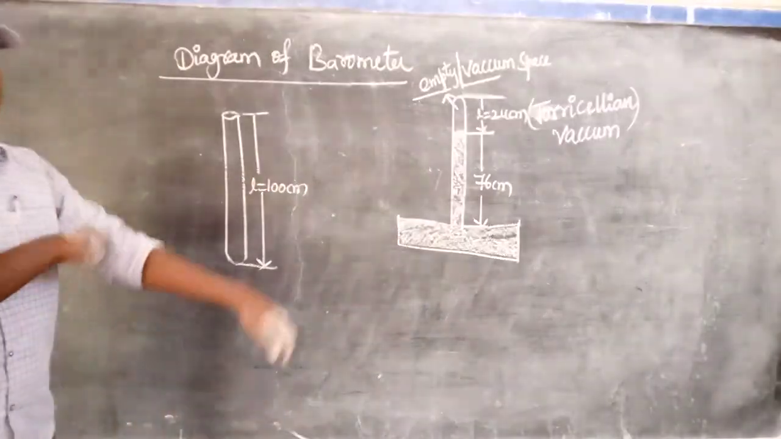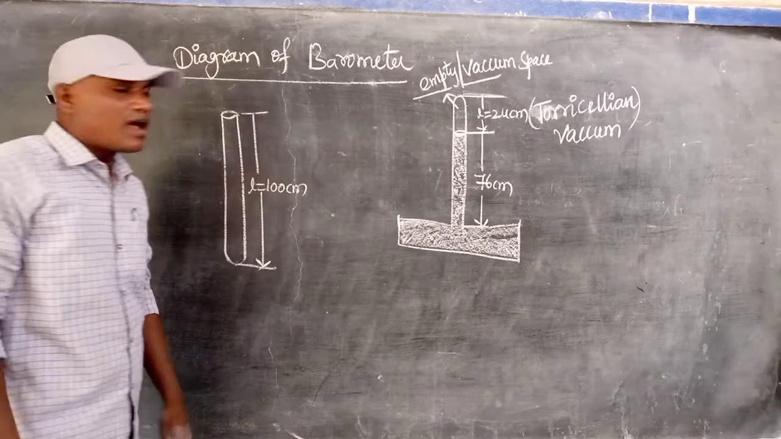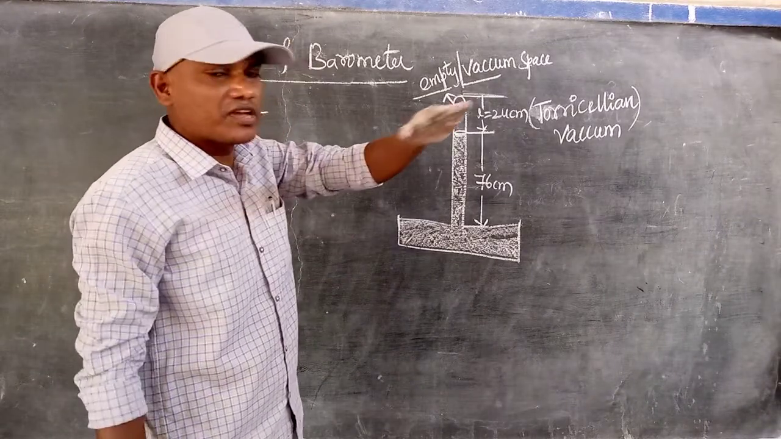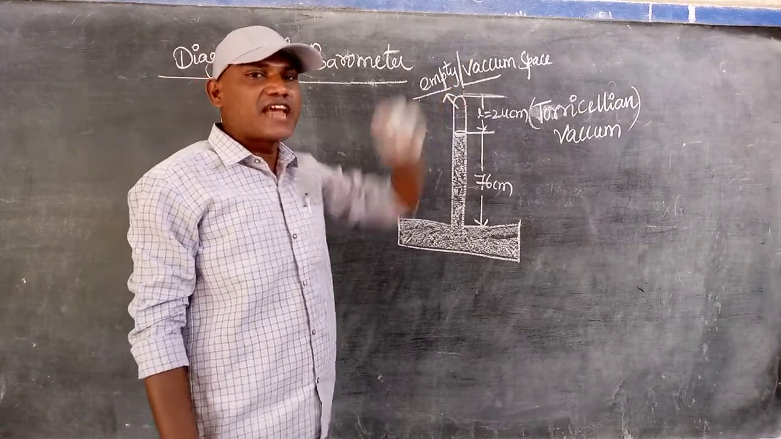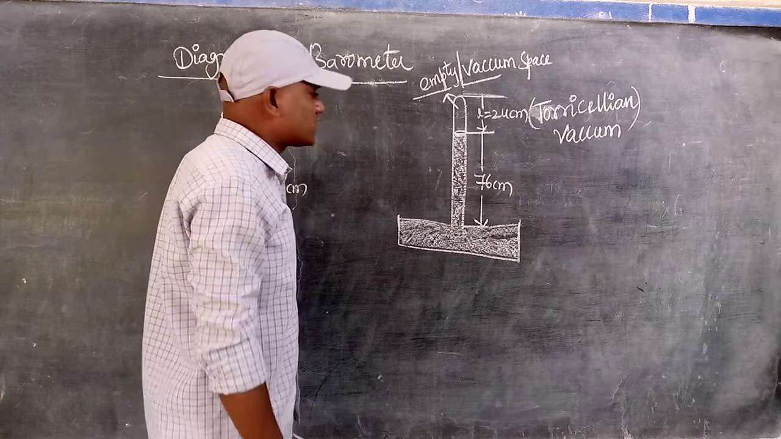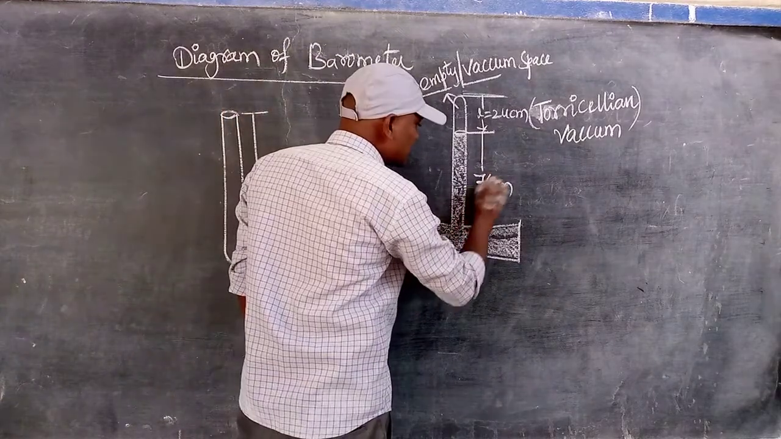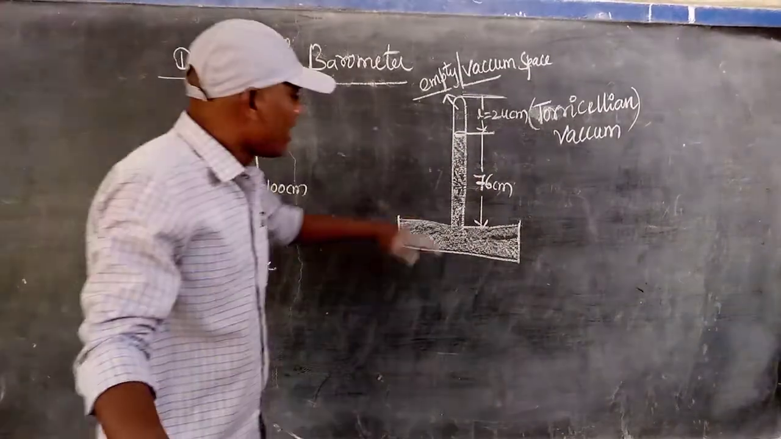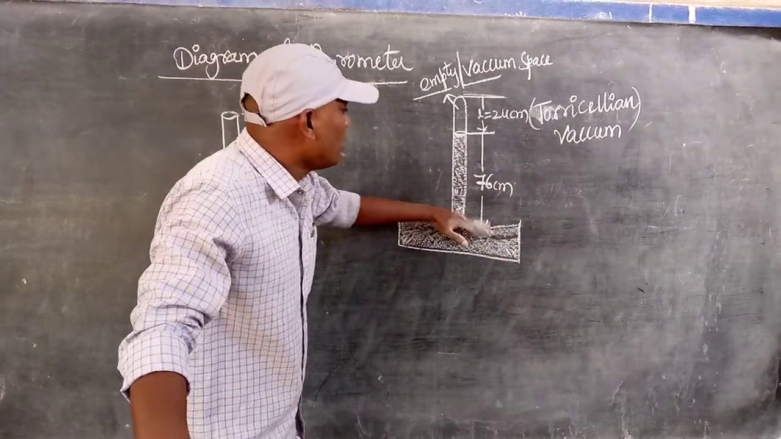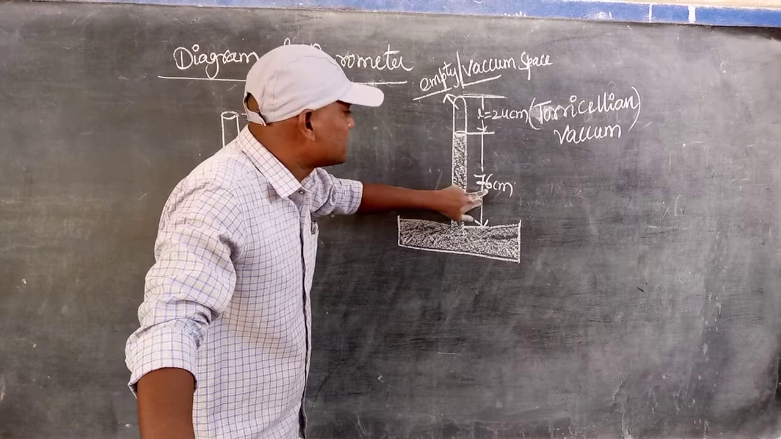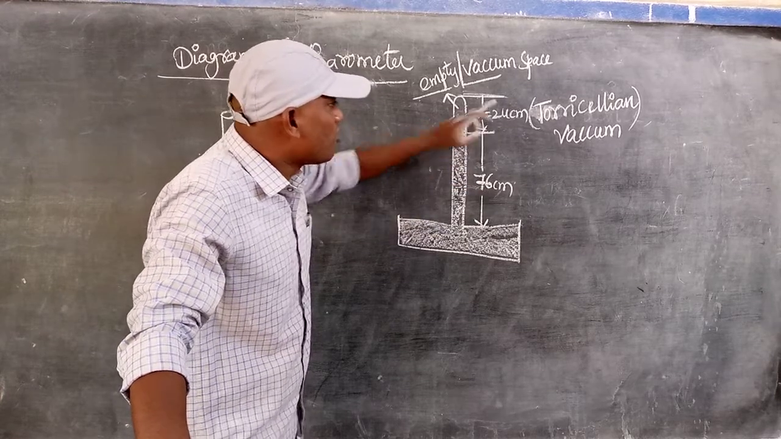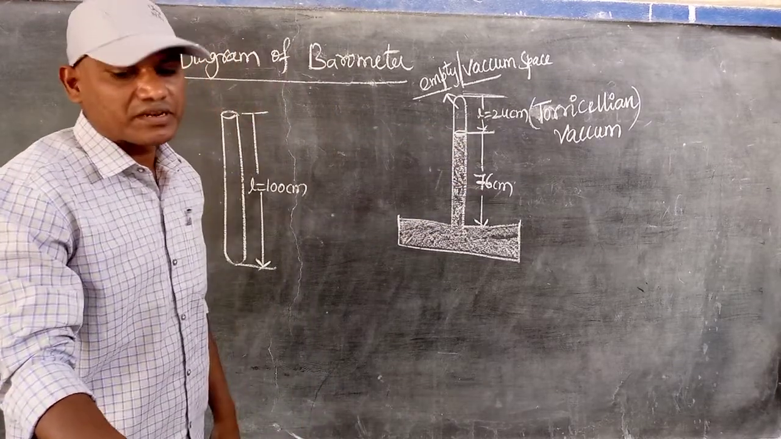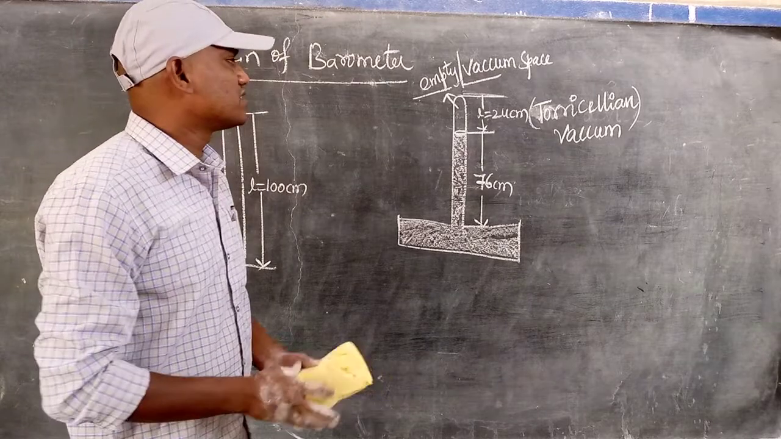at STP, standard temperature and pressure, or at normal atmospheric pressure, at sea level. That's why 76 centimeters of height is there above the bowl. Listen very carefully. From the surface of the bowl, how much mercury thread is there? 76 centimeters. The remaining is 24 centimeters.